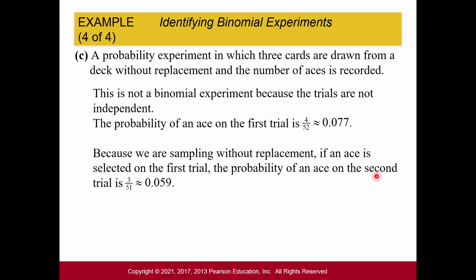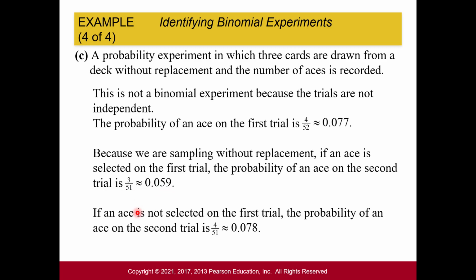But because we aren't replacing the cards, if an ace is selected in the first trial, the probability of an ace being selected again on the second trial changes from the first probability. That means there's only 3 aces left out of 51 cards because we didn't replace it. So that's about 5.9%. So if an ace is not selected on the first trial, the probability of an ace on the second trial is 4 out of the 51 remaining cards, which is 7.8%. So this is not an example of a binomial experiment because one trial affects another.